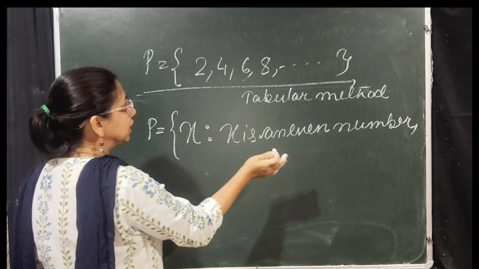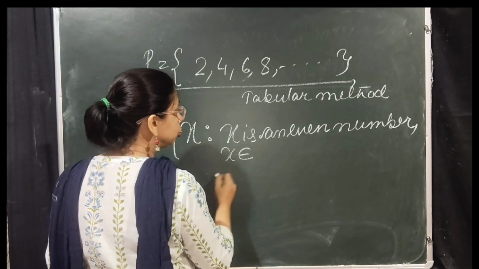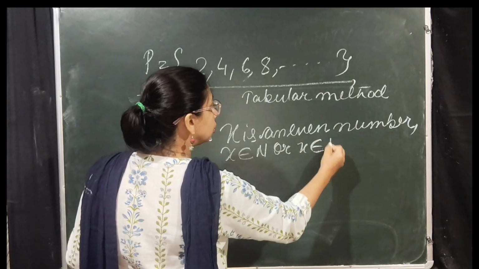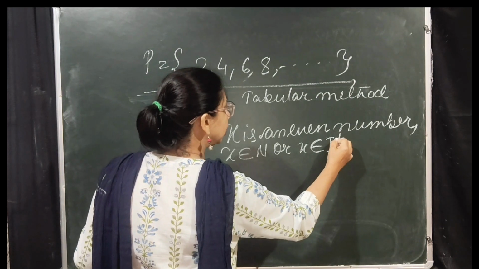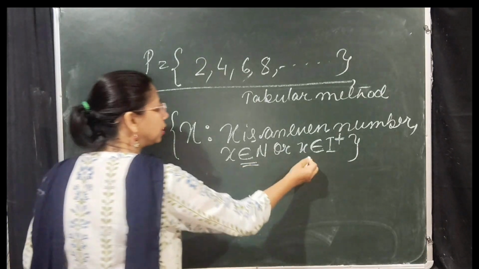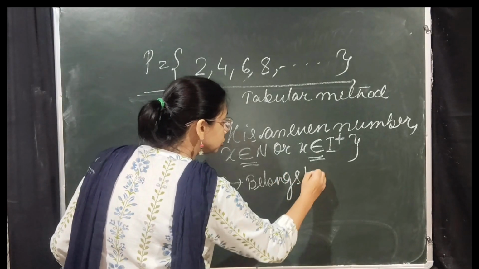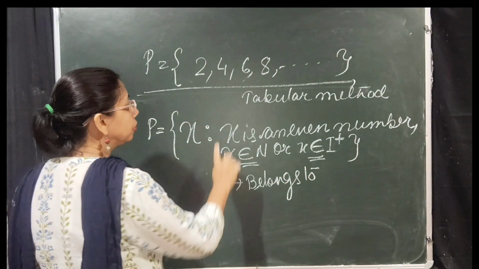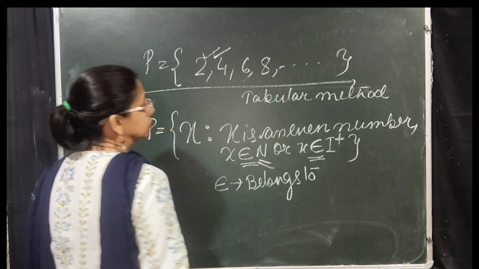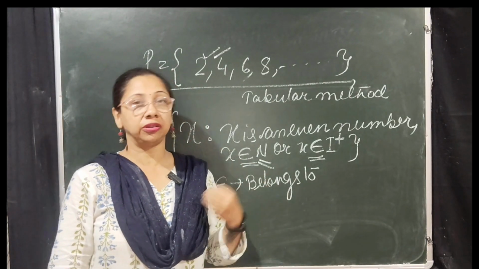So, we could write it after this, putting a comma: x belongs to natural numbers, or x belongs to positive integers, putting a plus sign. Now, here this symbol is known as belongs to. Whenever one item is in a set, we say that that particular item belongs to that set. This is how we can represent the same set in two different ways.